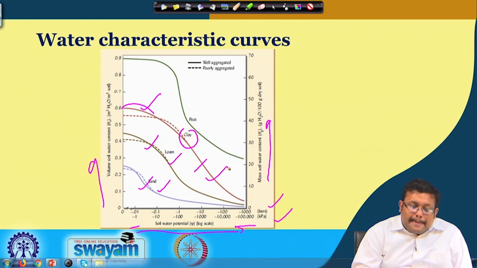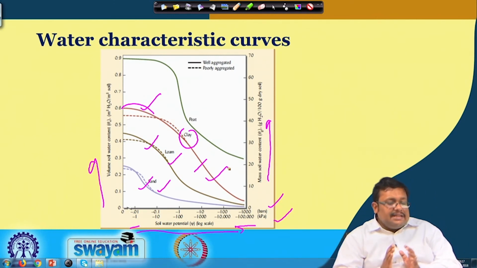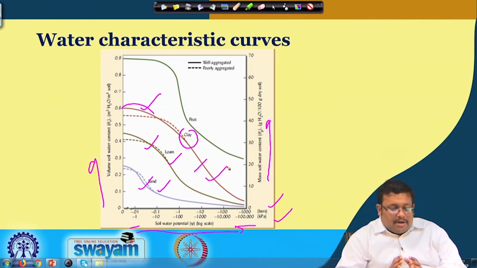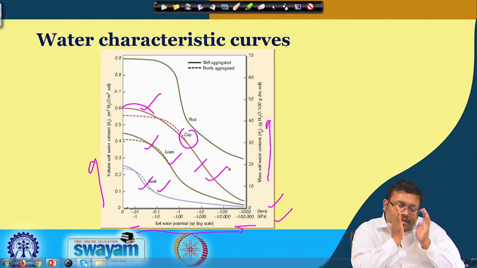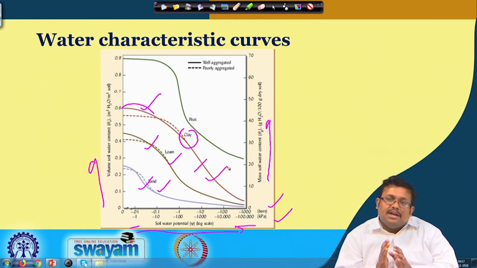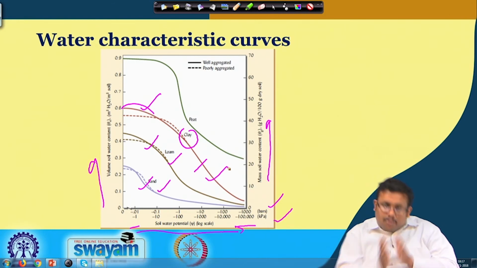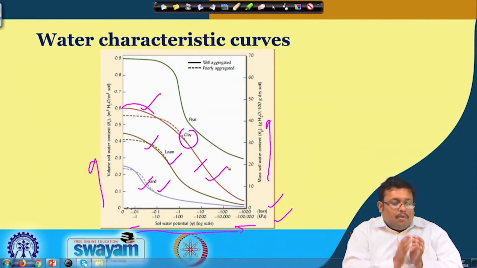So, that is why there is a change in shape. Water is released differently from those poorly aggregated soils. This curve basically gives us the relationship of how the change in soil water potential, or in other words how the soil water content, varies from one type of texture and structure to other types when we are continuously drying the soil. When we are drying the soil, based on the soil texture and structure, the water content varies.